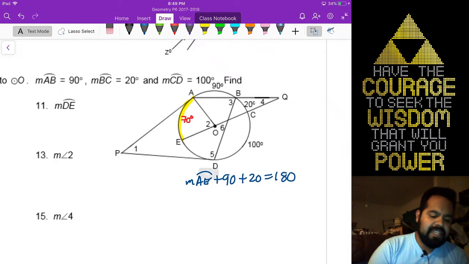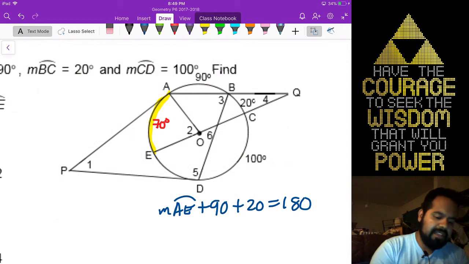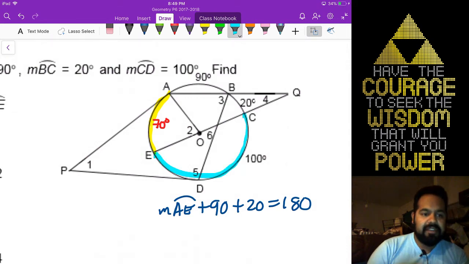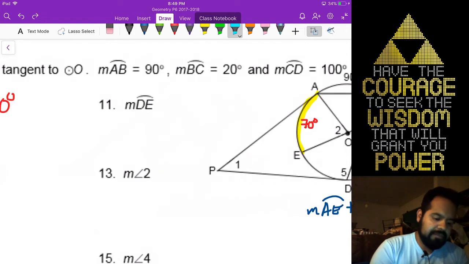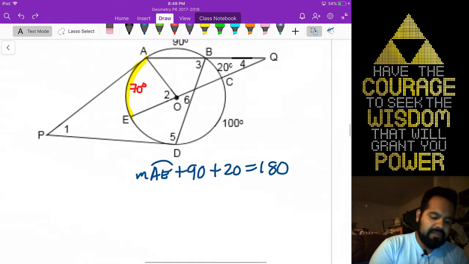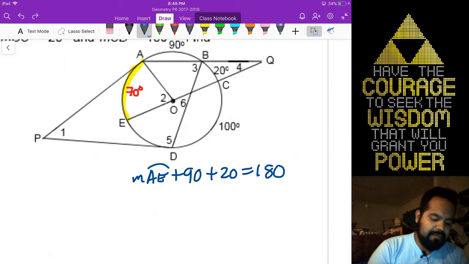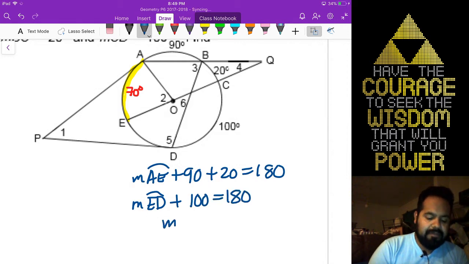For the measure of DE, we're going to do the exact same thing, just in the opposite direction. Right, there's our half circle. So then we know that the measure of ED plus the 100 degrees is 180. So therefore my measure, oh, I already said I wasn't going to do that. That's going to be 80 degrees.